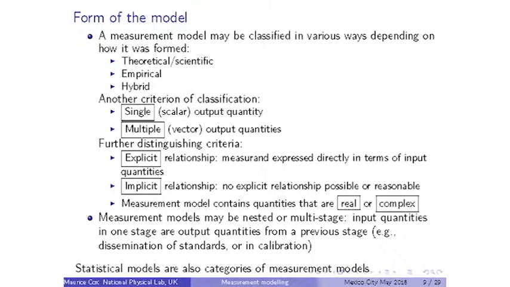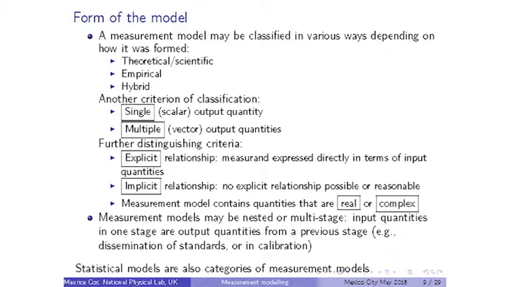Another criterion of classification, as I said before, is that we might have a single output quantity or a multiple or vector output quantity. There's a further distinguishing criterion in building a measurement model. We can have an explicit relationship, for instance, y is a function of x. Or an implicit relationship, where we can't write down directly y as a function of x, but we're in a position to calculate y given the values of x.